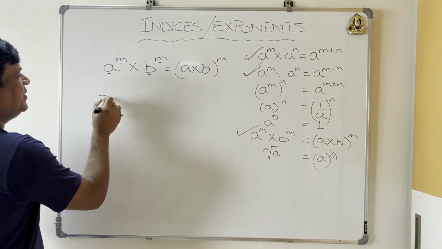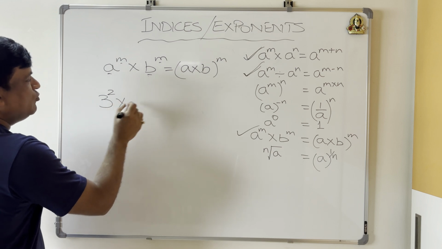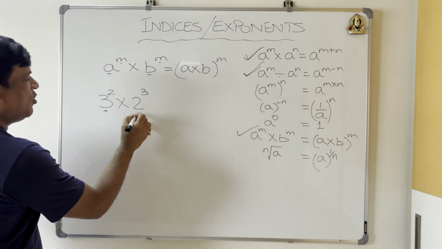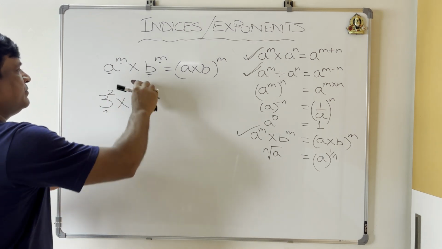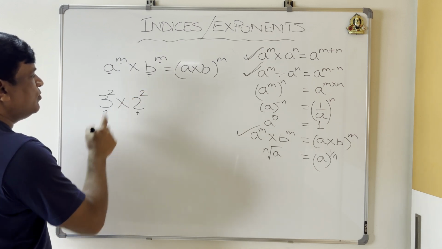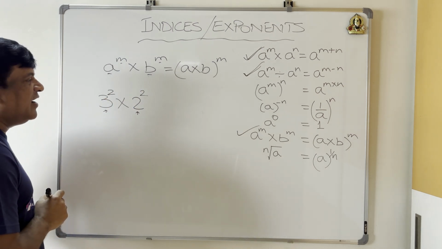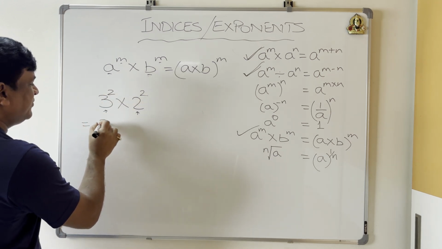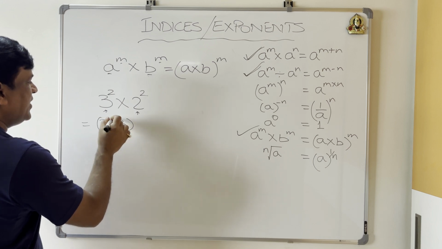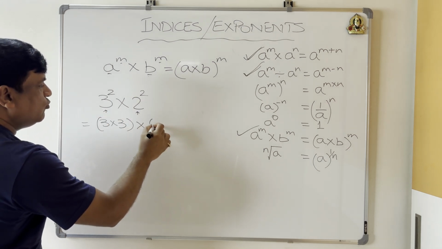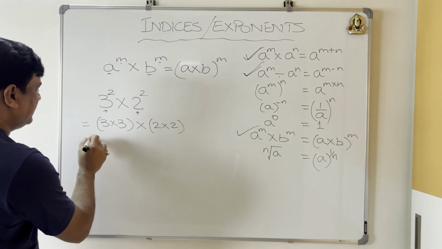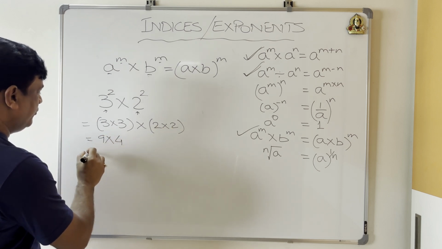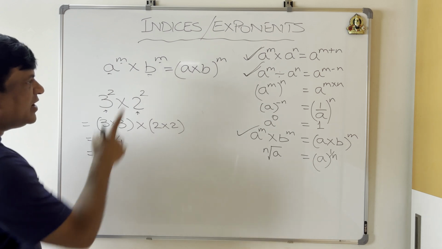For example, look at it. 3 to the power 2 into 2 to the power 2. Here if you look at it, the base is not same. But if you look, the exponents are same. So if I solve it manually, what do I get? I can put 3 to the power 2 as 3 into 3, right? And 2 to the power 2 as 2 into 2. What is the result I'm getting manually if I do it? 3 into 3, 9, into 2 into 2, 4, is equal to 36. I get 36. Right?